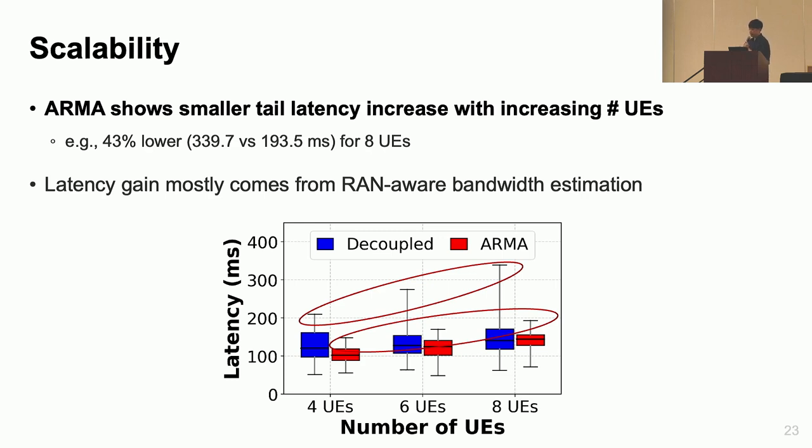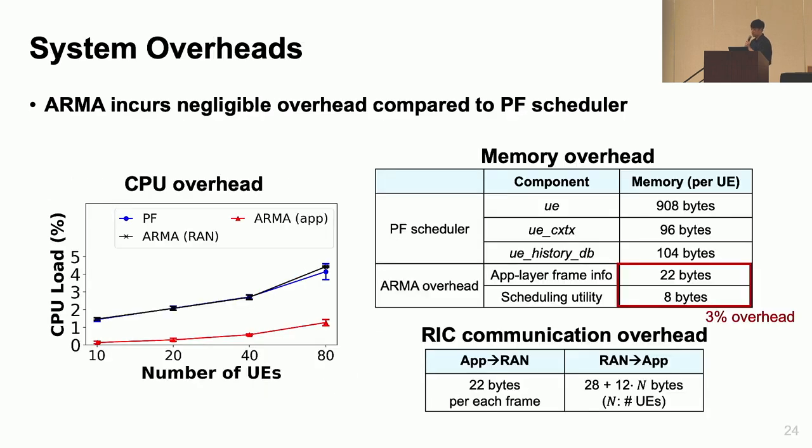Next, we also compared ARMA's latency against the decoupled state-of-the-art solution as the number of UEs increase. We can see that ARMA shows lower tail latency increase, which mostly comes from accurate bandwidth estimation from the RAN awareness.